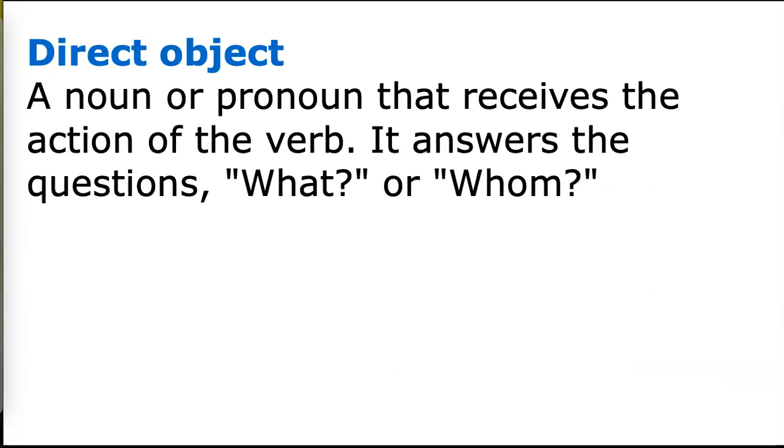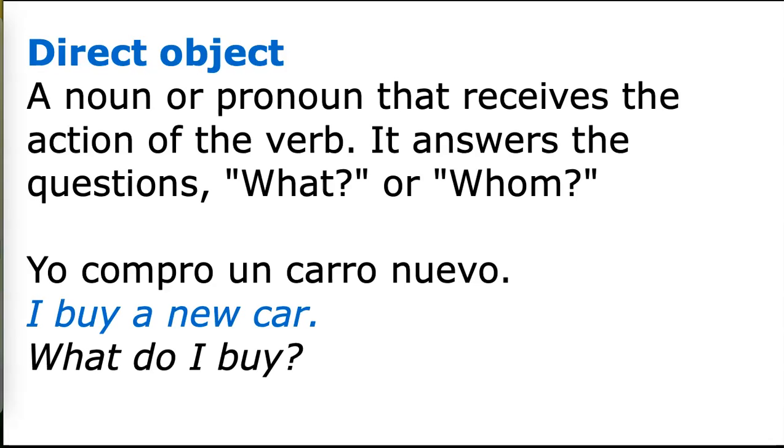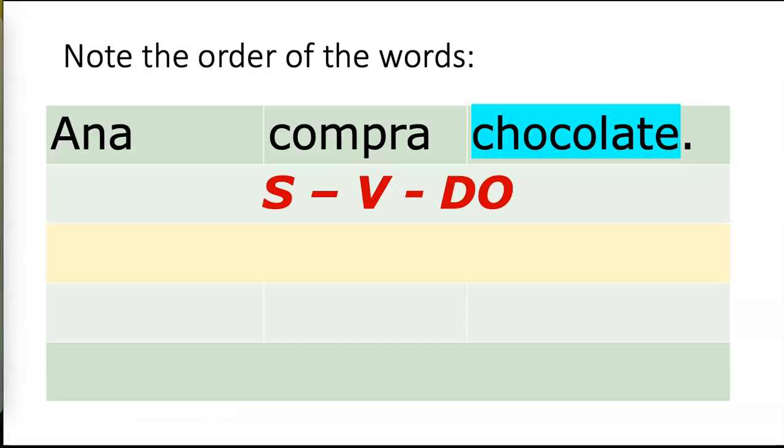Remember, a direct object is a noun or a pronoun that receives the action of the verb. It answers the questions what or whom. Yo compro un carro nuevo. What does that mean? I buy a new car. So then I ask, what do I buy? Carro. I buy a car. And so that is my direct object. And if I wanted to replace it with a pronoun, yo lo compro.